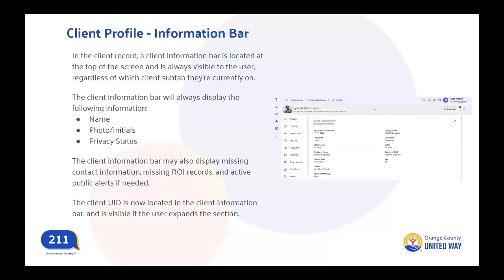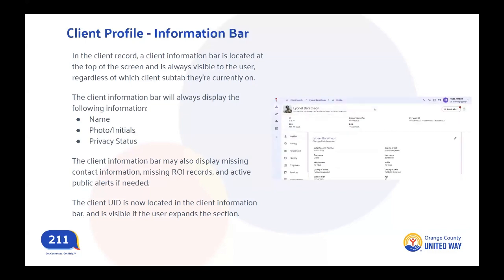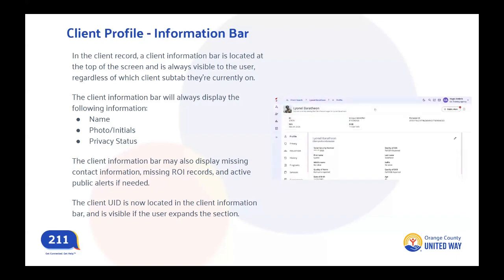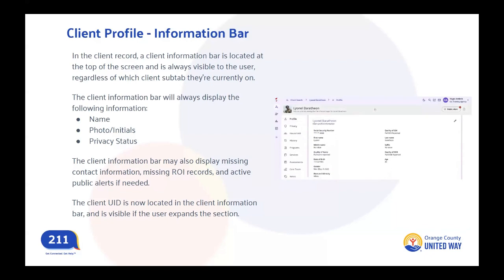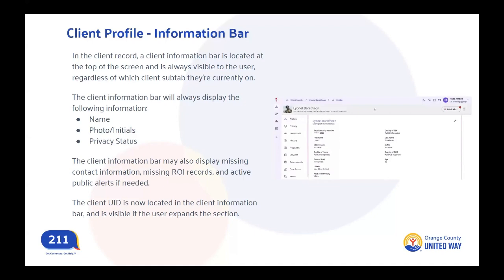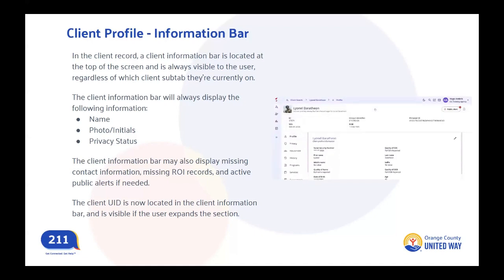In addition, I want to go over a new feature that is the information bar. In the client record, a client information bar is located at the top of the screen and is always visible to the user, regardless of which client subtab they're currently on. The client information bar will always display the following information, that being client name, client photo or initials if photo is not available, as well as the current privacy status.